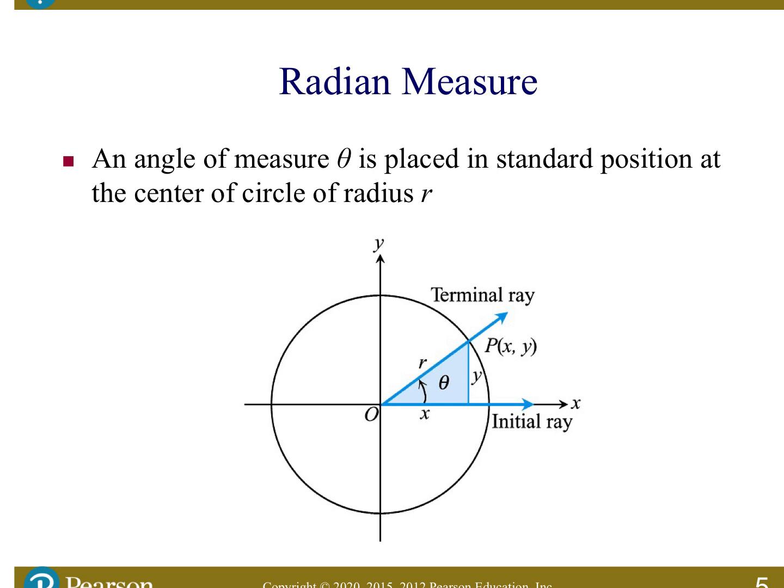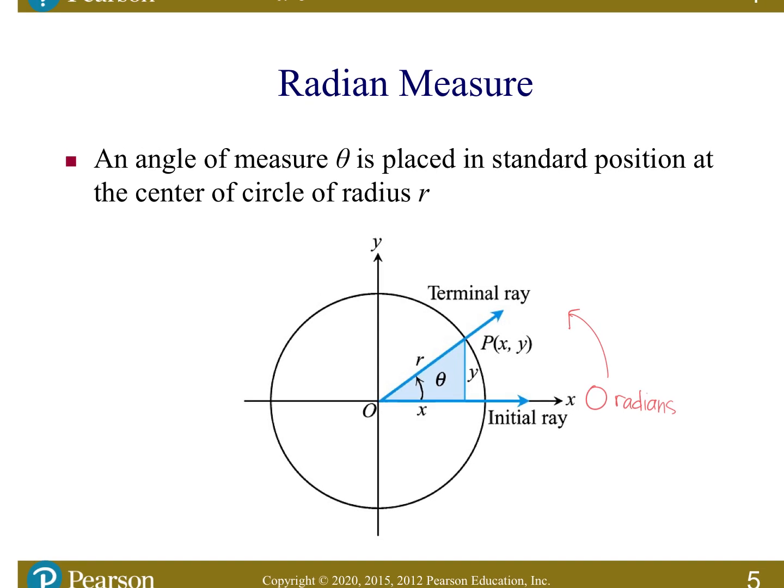All of our radians are going to start with 0. 0 is on the x-axis. We start with 0 there, and we go up and around. The initial ray is always on the x-axis. The terminal ray is where you stop, always marking that, and a positive angle is going to go counterclockwise, and then 2 pi would be one full rotation. That's called standard position.